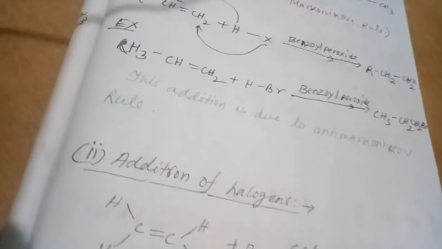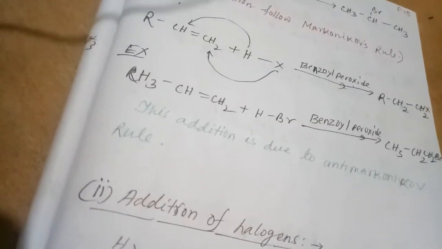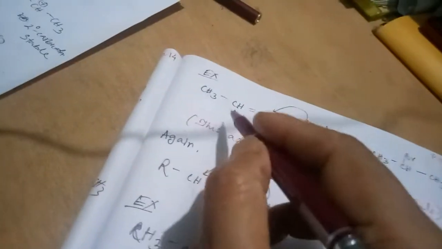Last year we discussed the mechanism, but today we will again discuss the mechanism of how the Markovnikov addition occurs. You see RCH=CH2, suppose. Just for example, we can take CH3CH=CH2 plus HBr. The reaction is as follows.